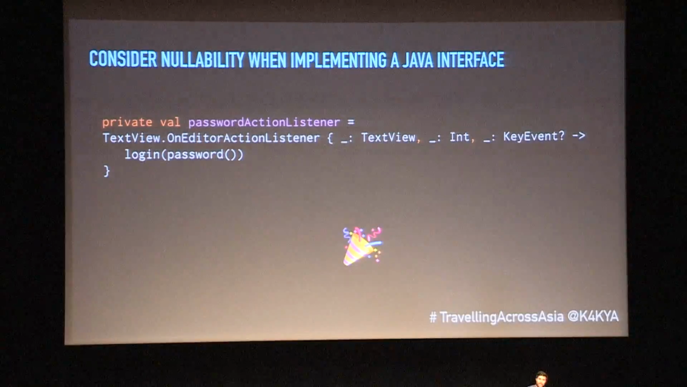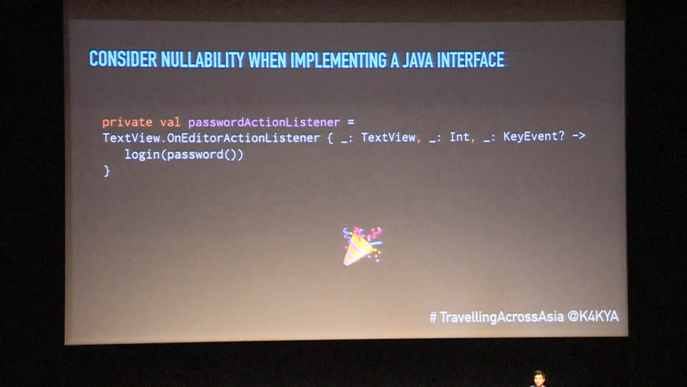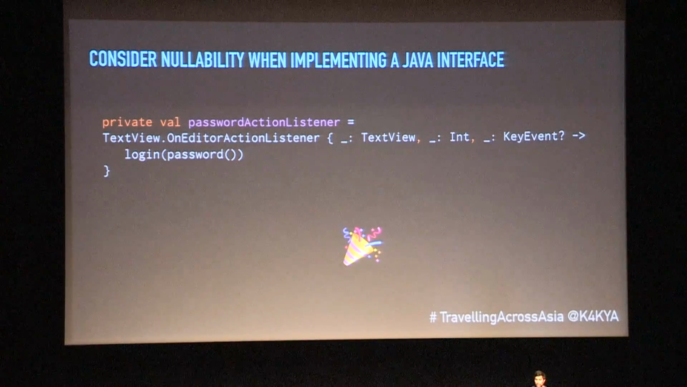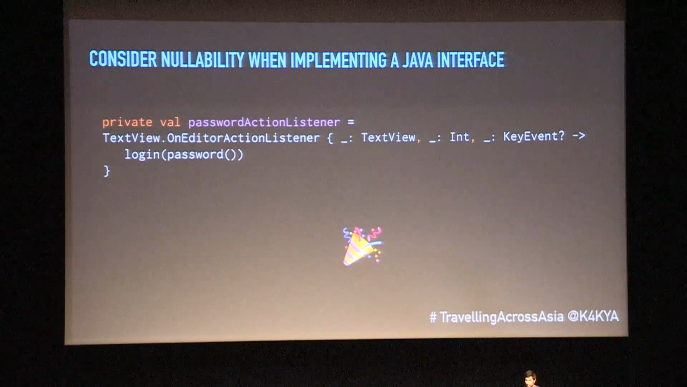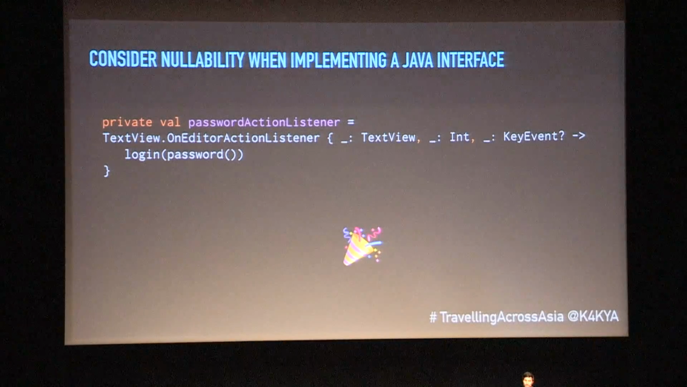In fact, the Kotlin converter will normally infer nullability if there's a null check done in the function which you're calling, but it's not always perfect. You've not always got null checks and stuff like that. Some things can be passed through.